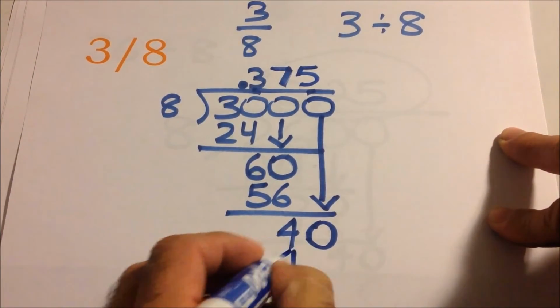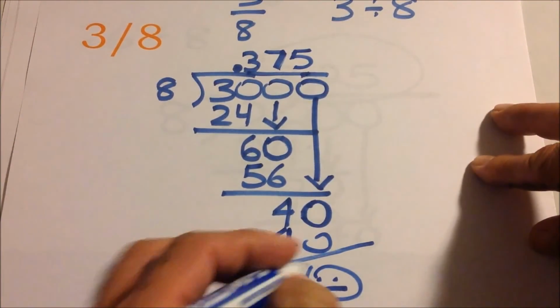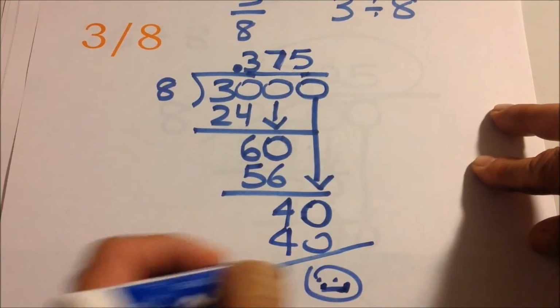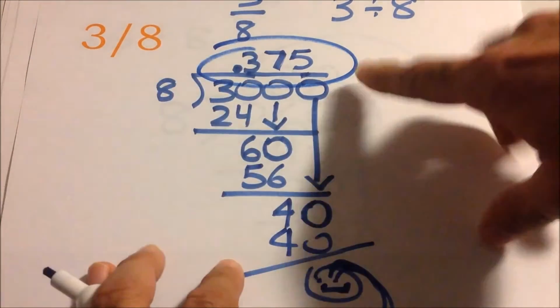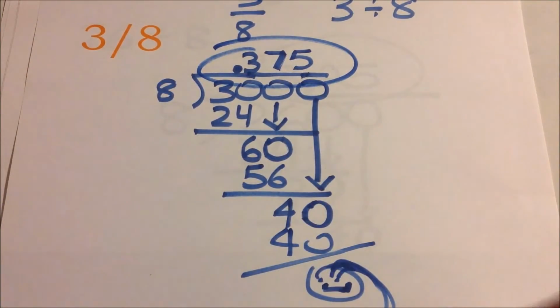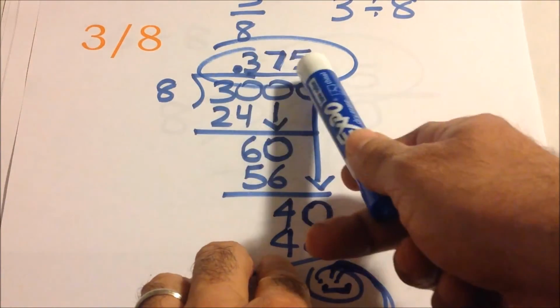8 times 5 is 40, and we get our nice 0. Yes. There we go. Oh, he doesn't look happy. Make him a little happy there. There we go. Ah, whatever. Give him some hair. So here's our answer. That's the quotient, 0.375.